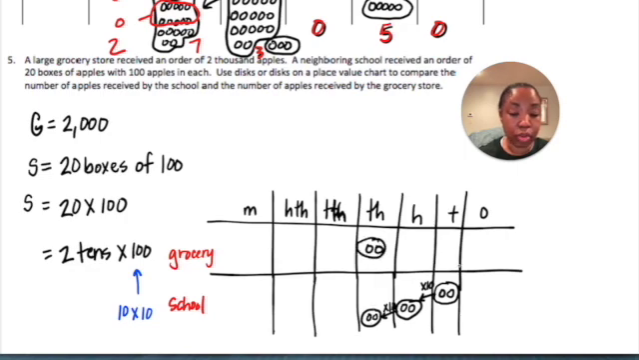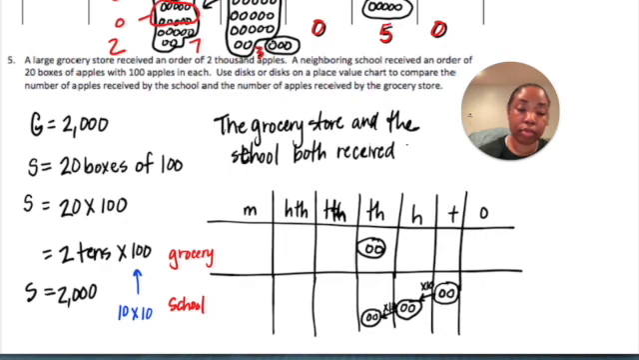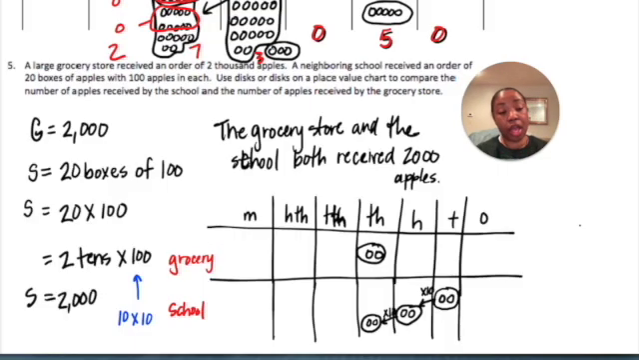So the grocery store and the school have the same amount. They both have 2,000s. The school also received 2,000 apples. So let's write that. The grocery store and the school both received 2,000 apples.